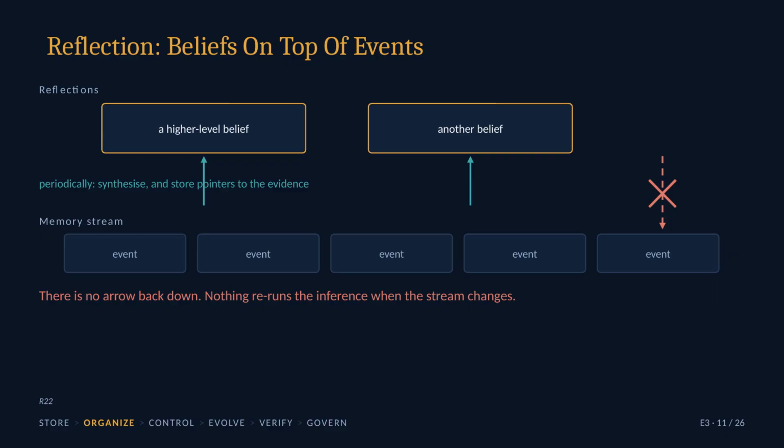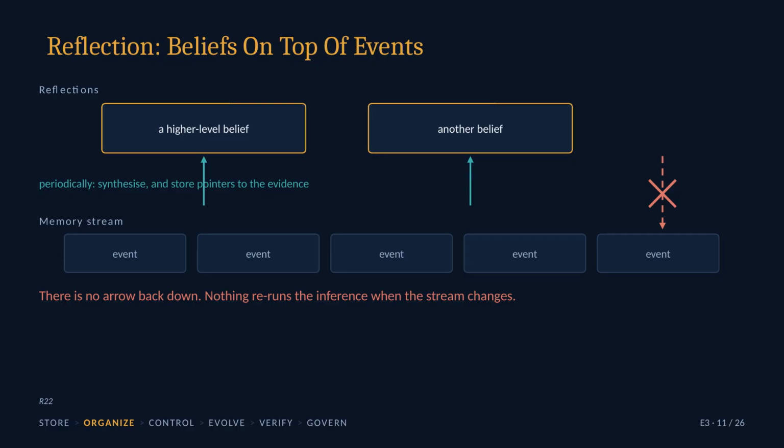Periodically the agent synthesizes higher-level beliefs from the stream, and those reflections are themselves stored, with pointers back to the records that produced them. Credit where it is due, keeping the pointers is more than most systems do. Now look at what is not on this slide. There is no arrow back down. Nothing ever reruns the inference when the stream changes.